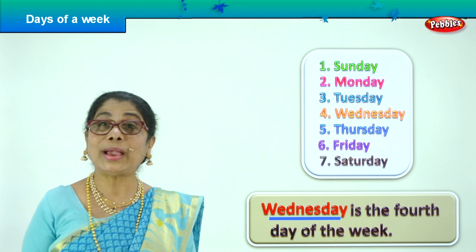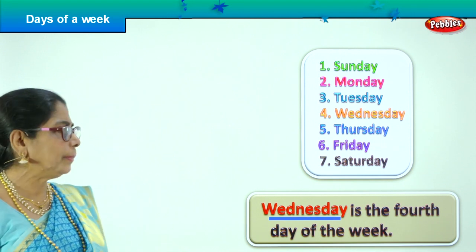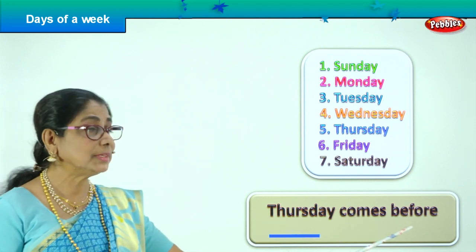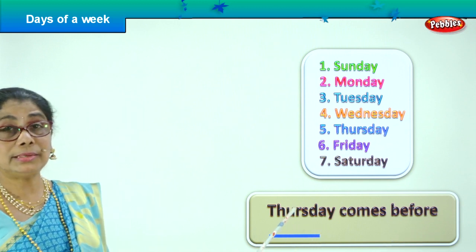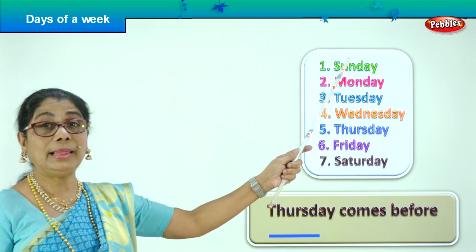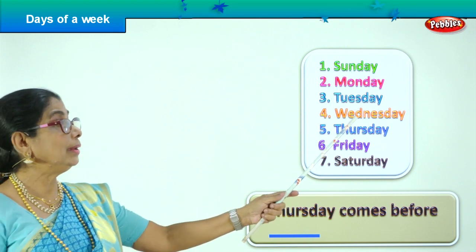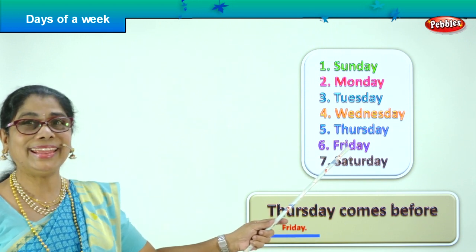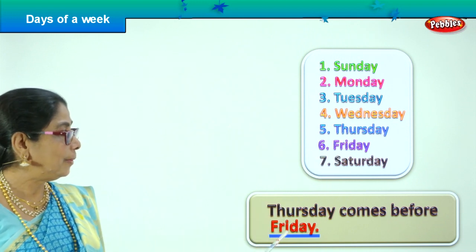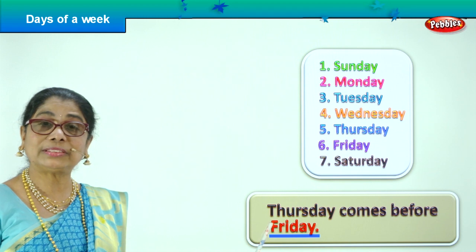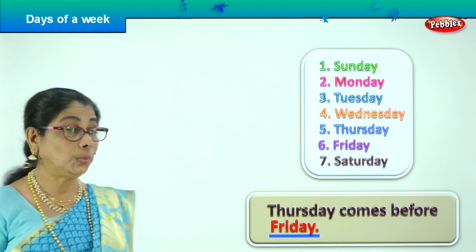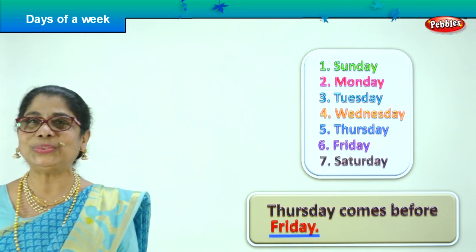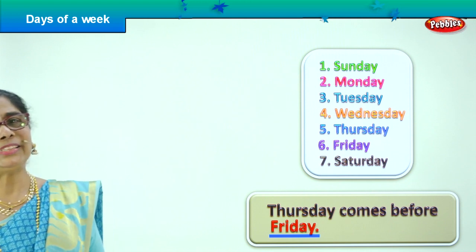Good. Let's go on to our next question and fill up correctly. Yes, you are filling in very good. Thursday comes before what? Sunday, Monday, Tuesday, Wednesday, Thursday. Thursday comes before Friday, and we write the F, the first letter, in capital, because that's the name of the day of the week. Read. Thursday comes before Friday. Very good. Let's go on to our next fill up.